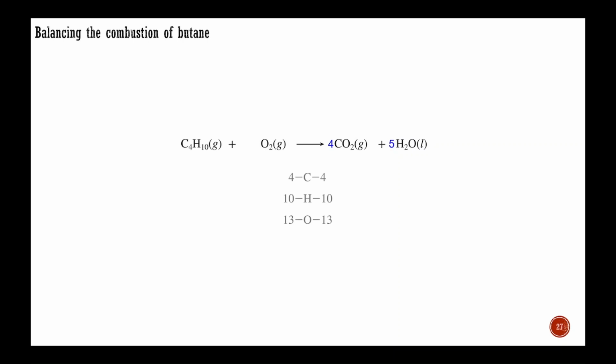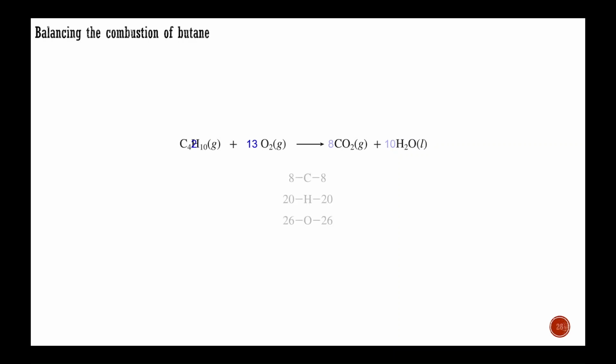There are 13 oxygen atoms on the product side of the equation, 8 in the CO2 molecules and 5 in the water molecules. To balance this, we need 13 oxygen atoms on the reactant side. Since each oxygen molecule contains 2 oxygen atoms, we place a coefficient of 13/2 in front of the oxygen molecule. With equal numbers of each kind of atom on both sides, the equation is now balanced.